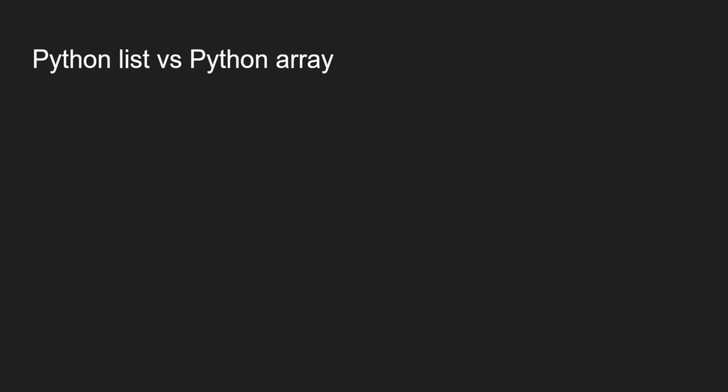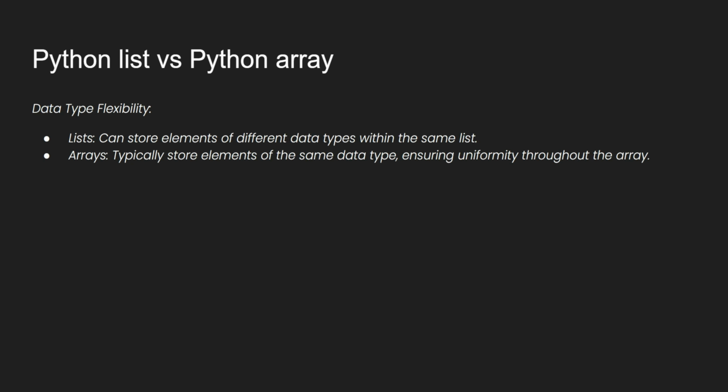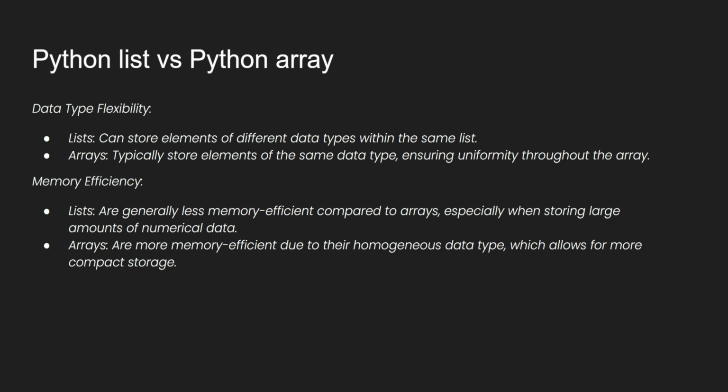Well, let's see the difference between list and array. The first one is data type flexibility. A list can store elements of different data types within the same list, but arrays typically store elements of the same data type, ensuring uniformity throughout the array. Then, memory efficiency. Lists are generally less memory efficient compared to arrays, especially when storing large amounts of numerical data. But arrays are more memory efficient due to their homogeneous data type, which allows for more compact storage.